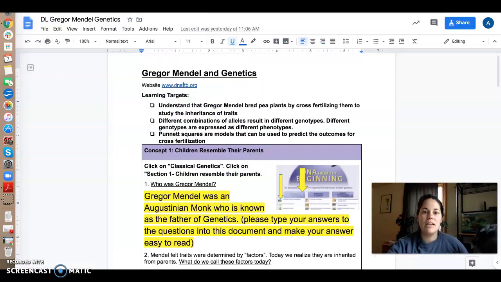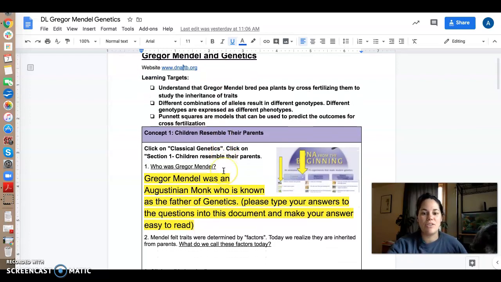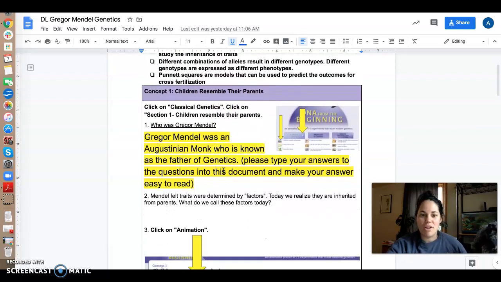So I've read the concept. Let's go back and take a look at what we need to do here. It says, who was Gregor Mendel? All right, so we need to answer this question. I've answered this one already for us here. Gregor Mendel was an Augustinian monk who was known as the father of genetics. You can see here that I've typed my answer into the question. I used a different size font and then I highlighted it in yellow.